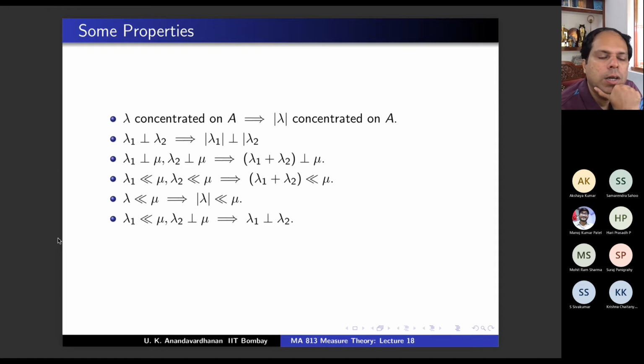You have to show that lambda 1 and lambda 2 are mutually singular. So you have to give disjoint sets on which they are concentrated, right? What is given to you is lambda 2 and mu are mutually singular. So associated to mu there is A, and associated to lambda 2 there is B, and B and A are distinct, disjoint, right? Now, if mu is concentrated on A, can you conclude lambda 1 is concentrated on A?